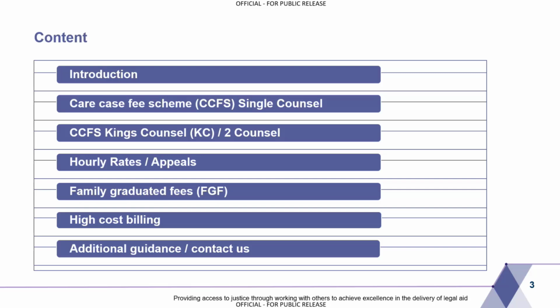What we're going to be going through in this webinar is an introduction to say what the reasoning around this was, along with covering our single counsel case plans, our CCFS, and our King's Counsel CCFS cases. We'll then move on to our hourly rates and appeals costs for counsel, and then talk about the FGF equivalency fee that we use in two counsel cases. After this, we'll then move on to billing to finalise the presentation.